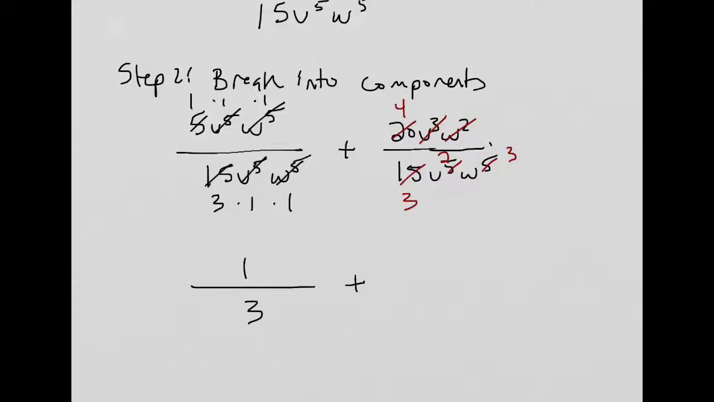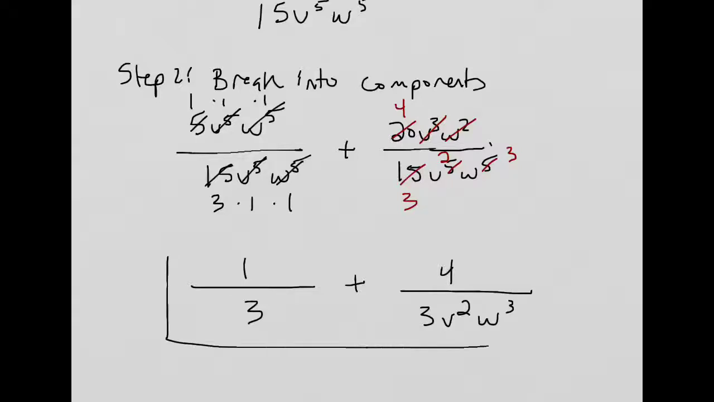So if I multiply together what's left from the second fraction, on the top I'm left with 4 times 1, which is just 4. On the bottom, I'm left with 3 times v squared times w to the 3rd. And that is my final answer.